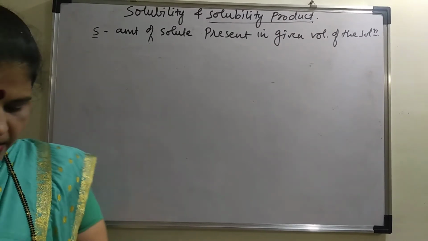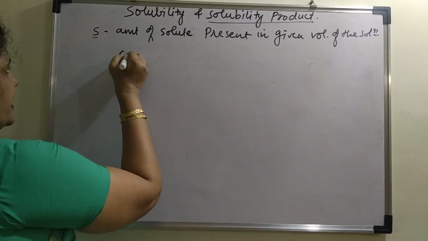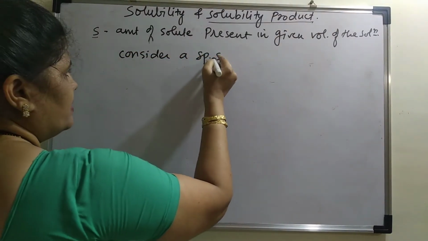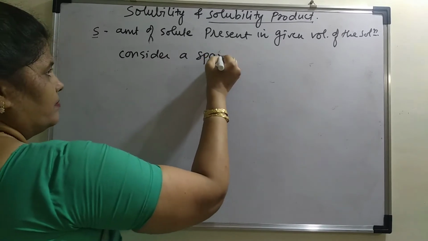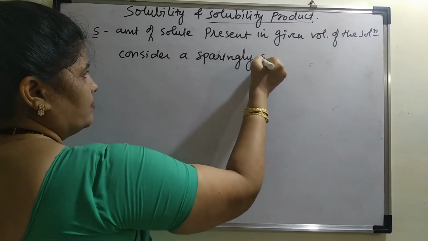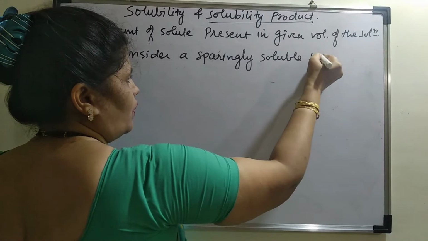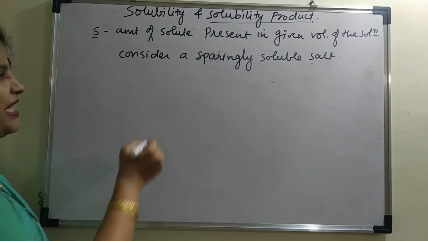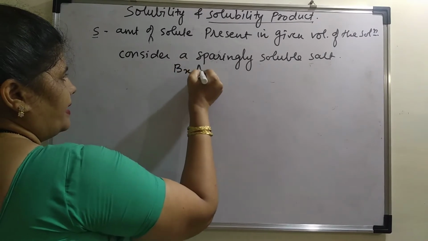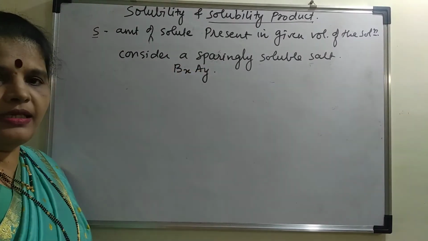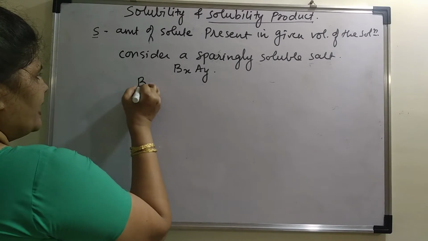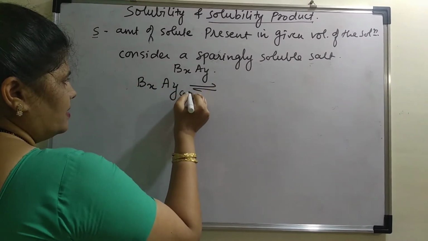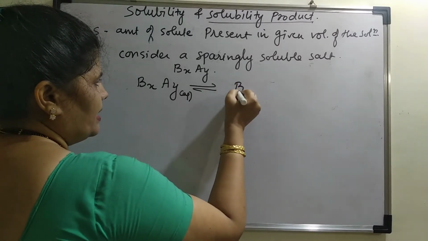So let us consider a sparingly soluble salt. That is, the type of salt I will take is BxAy, and I will dissolve this in water. So BxAy aqueous will give me B.